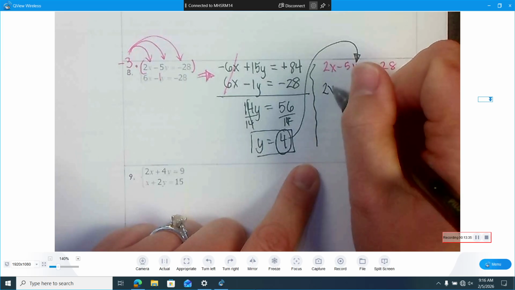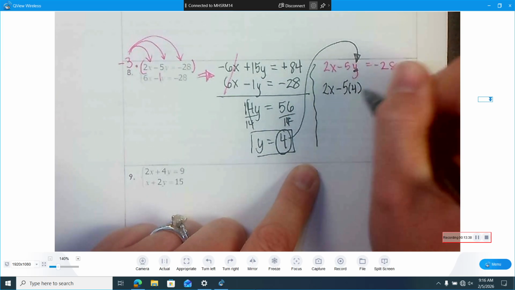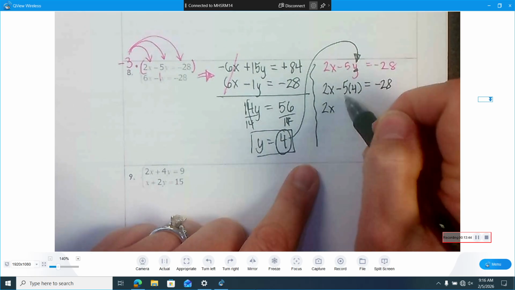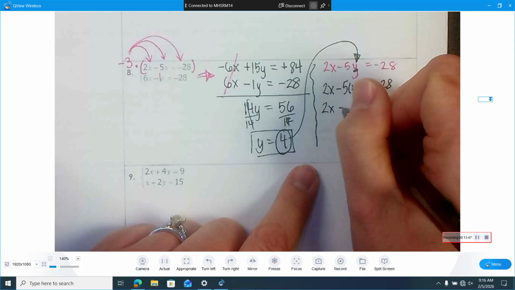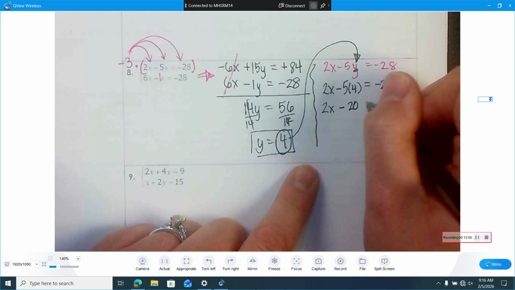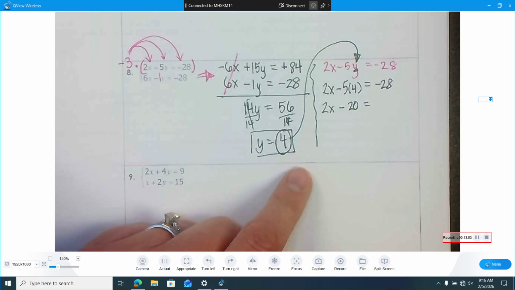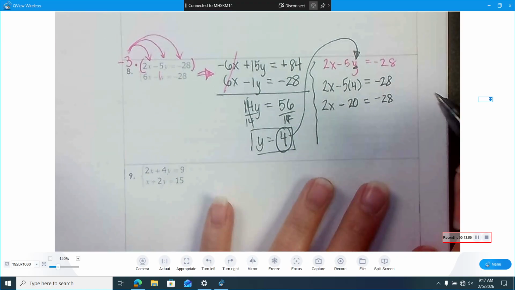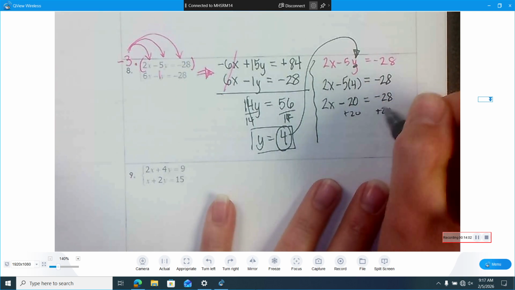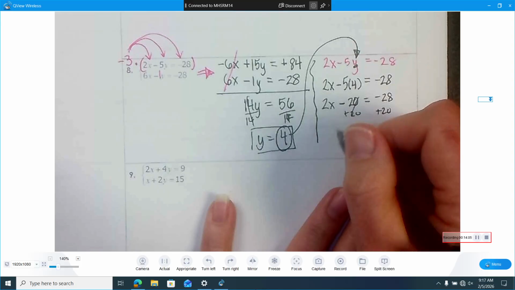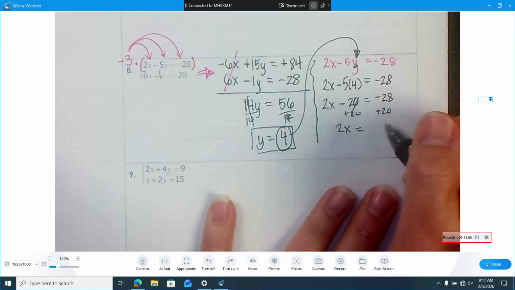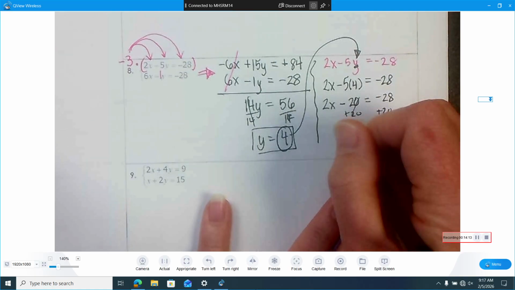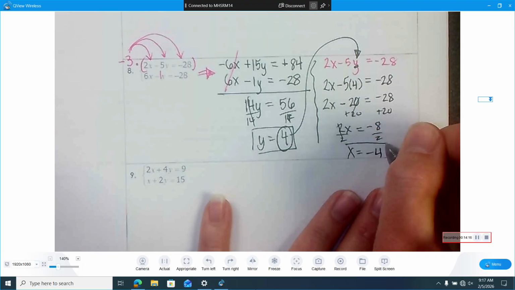That gives me a 2x minus 5 times the 4 equals -28. So we have 2x. -5 times 4 is -20 equals -28. And then we need to do what? Add 20, add 20. So we get 2x equals -8. Negatives win there, good. And then divide by 2. So we get x equals -4.